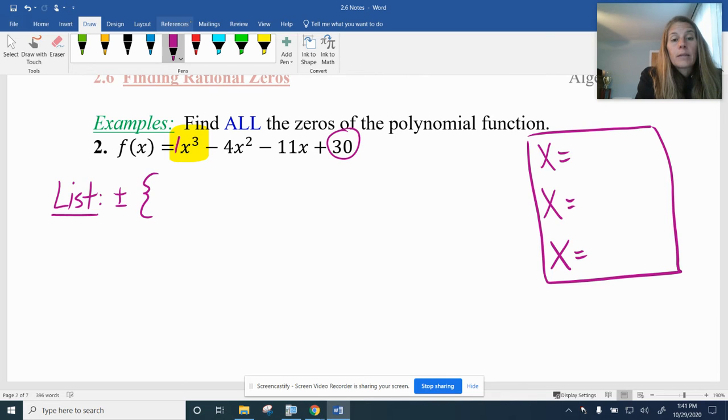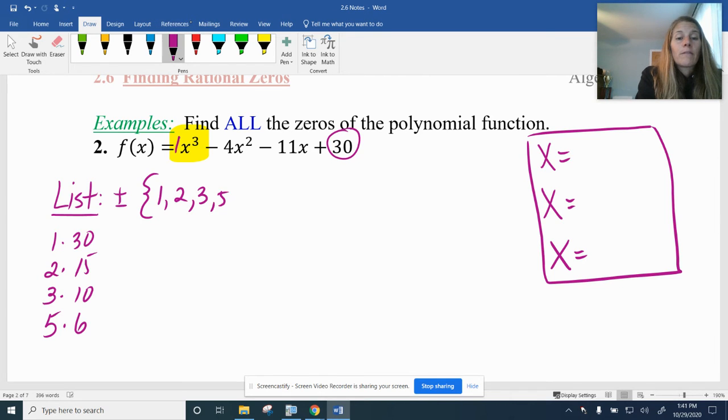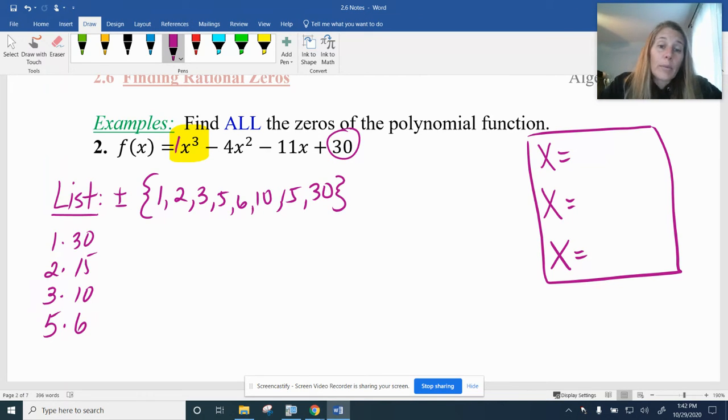So plus or minus, and my factors of 30 are 1 and 30. 30 divided by 2 is 15. 30 divided by 3 is 10. 30 divided by 4 does not work. 30 divided by 5 is 6. And then the next number is 6, which I already got, so I know I'm done. So it's plus or minus 1, 2, 3, 5, 6, 10, 15, and 30. So there's actually 8 numbers, which means that there's really 16 possible rational zeros. And hopefully one of those is one of these solutions over here.